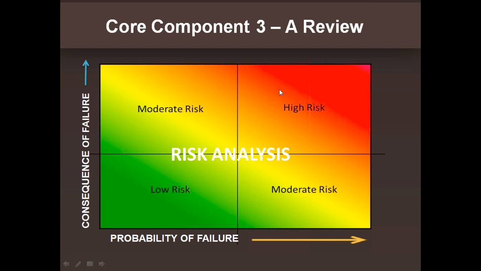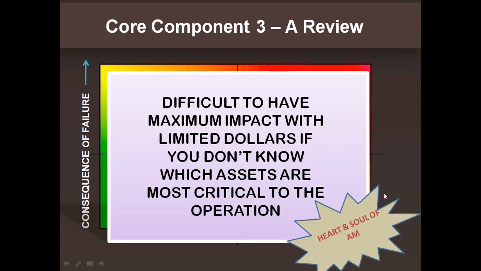So any asset that ends up in this box up here is going to be an asset that's highly critical to you, and any asset down here is going to be a very low criticality asset. These assets aren't likely to fail, and even if they do, the consequences aren't that great. And up here, they are likely to fail, and the consequences, if they do, are pretty serious. So this helps us decide how to spend our money, because we obviously want to spend more money on assets that fall in the high risk than we do in the low risk category.